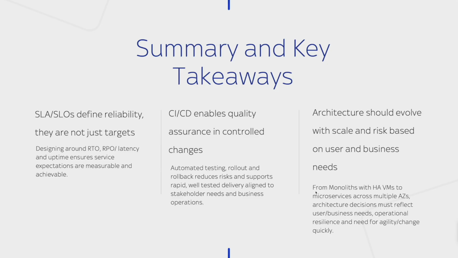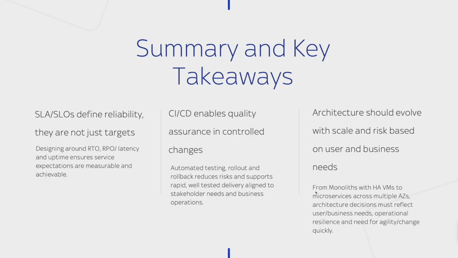The summary and key takeaways. So to conclude, there are 3 core takeaways from this project. There are many more, but this is only one slide and I've only got 20 minutes. First, the SLA and SLO targets aren't just performance indicators. Also, not to mention service level indicators as well, but they are embedded into how we design for reliability. By aligning around RTO, RPO, latency, and uptime, we ensure services are not only performant but meet clear, measurable expectations, as we saw with stakeholder expectations in Appendix A.